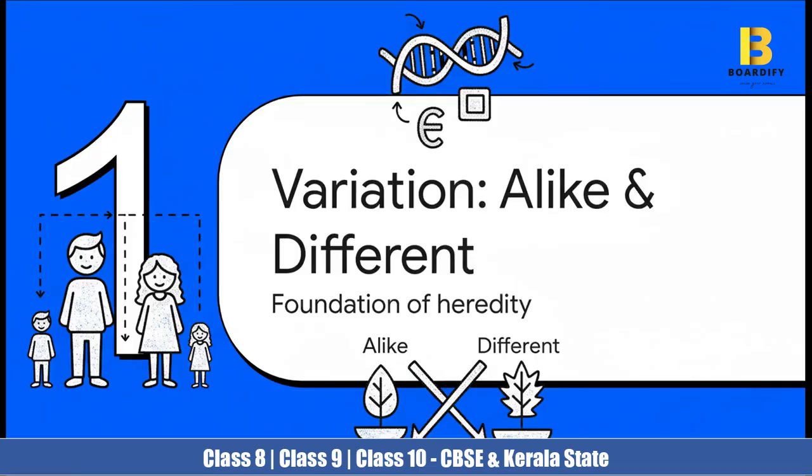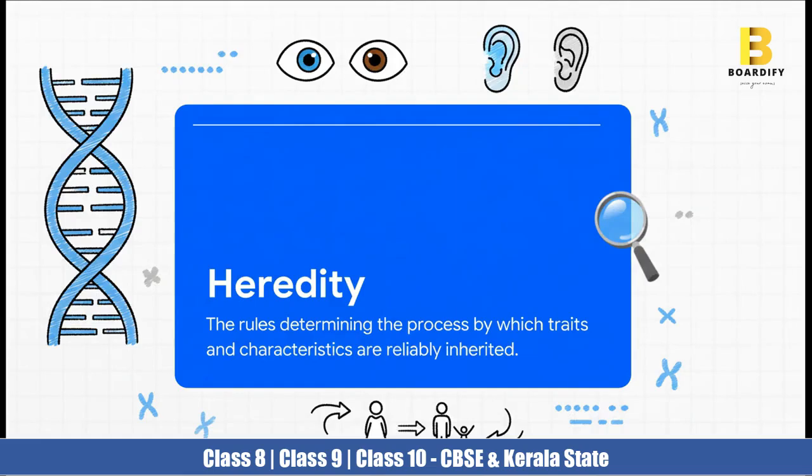Okay, first up, variation. This is really the foundation of heredity. It's all about how inheritance gives us a basic blueprint from our parents, but with all these little tweaks and changes. It's this whole idea of being alike, but also different. So what exactly is heredity? Well, think of it as the instruction manual, the set of rules that governs how traits get passed on. We're talking about everything from your eye color to whether your earlobes are attached or free. It's the whole process of passing characteristics from parents to their kids.